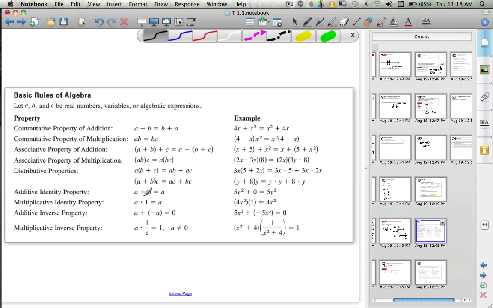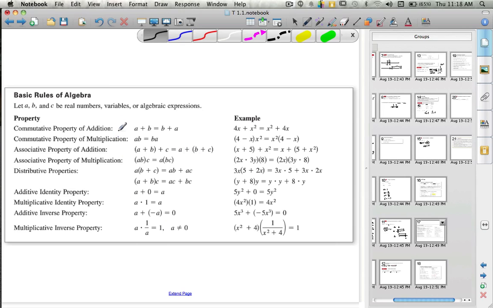If it's addition, I add 0, it stays itself. If it's multiplication, I multiply by 1 and it stays itself. Right? Additive inverse, if I add inverses, it equals 0. We use this a lot to create equivalent expressions as we solve problems. And a multiplicative inverse, if I multiply something by its reciprocal, that's going to equal 1. Okay, so these are all, again, should be very, very familiar.